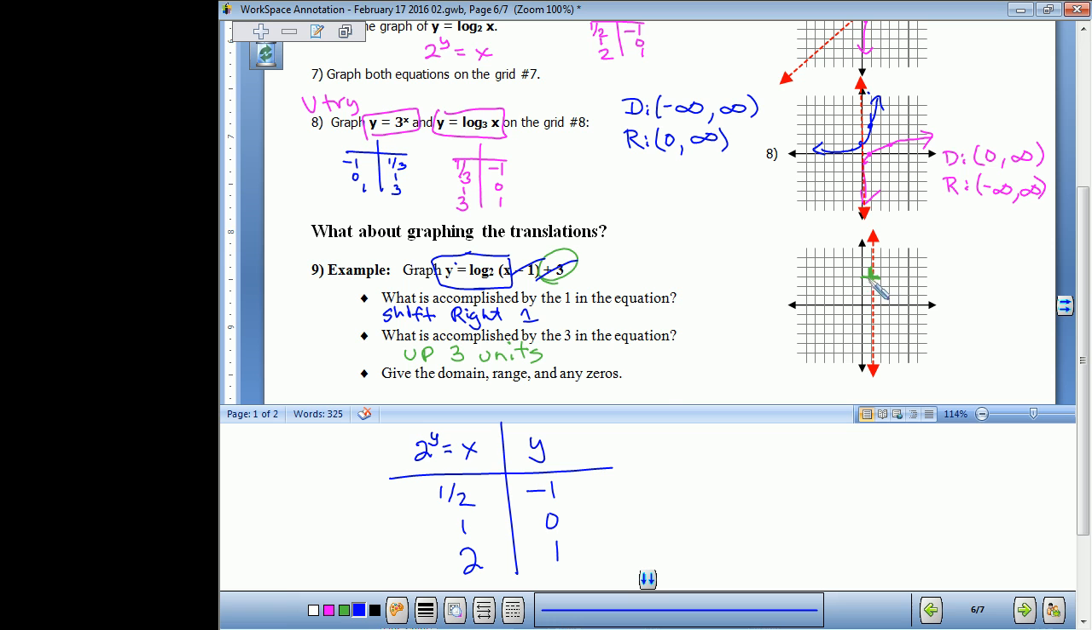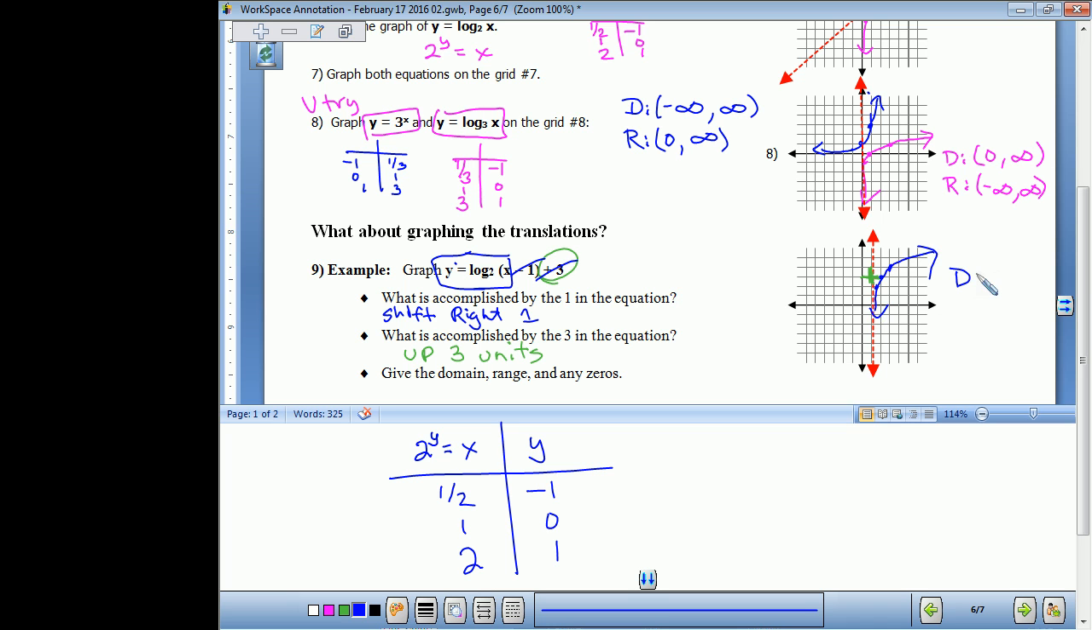So from this starting position, I'll go over a half and down 1. Over 1 and up and down 0. Over 2 and up 1. And then here is my function. So it looks something like that.